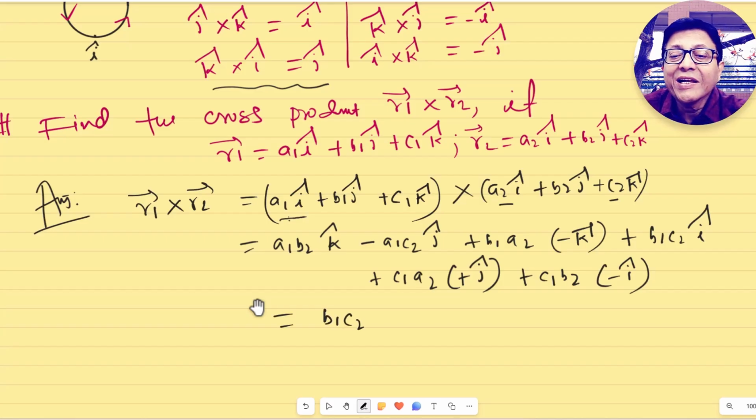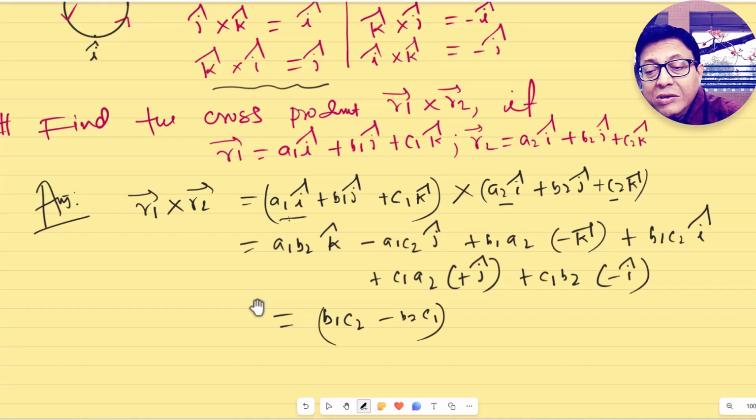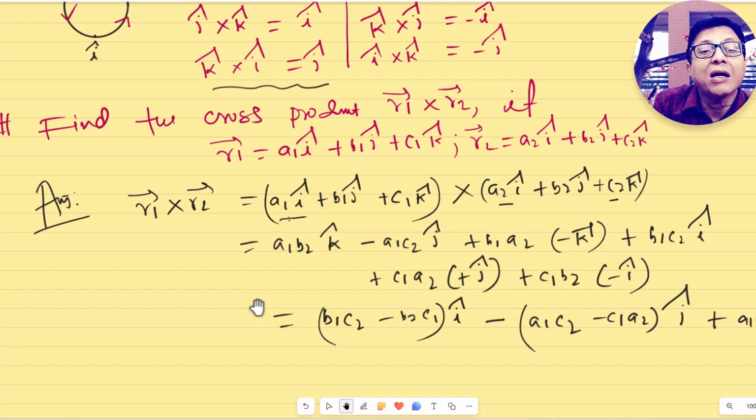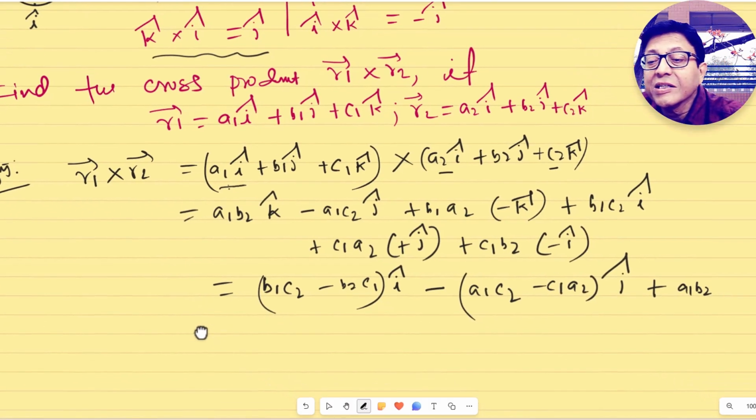C1 A2 K cross I. K cross I will be what? K cross I will be minus J, plus C1 B2 K cross J. K cross J will be what? K cross I, I am wrong, because you see here K cross I is J. So this will be J. C1 B2 K cross J. K cross J will be minus I.